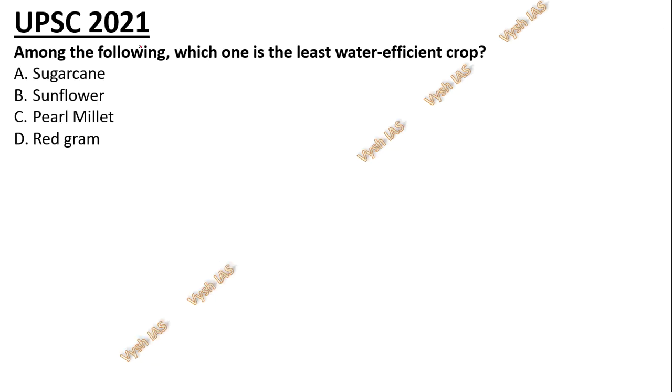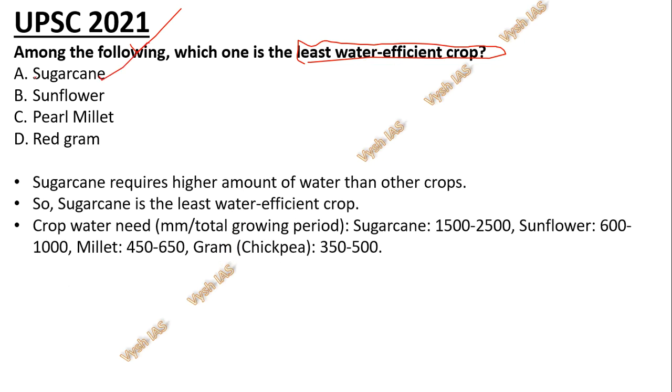The second question, again, it's not very difficult: among the following, which one is the least water efficient crop? Least water efficient means what? It is not able to use the water properly, or it needs a lot of water to grow. Okay, that is the meaning. It needs a lot of water to grow, and that is actually sugarcane, and that is taught even in NCERT. It is there. Okay, so sugarcane requires a higher amount of water than other crops.